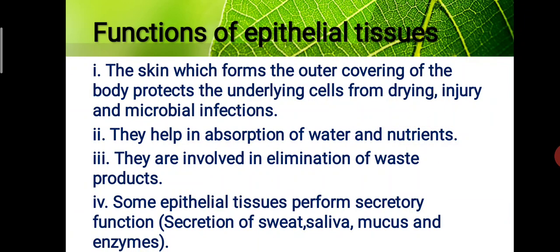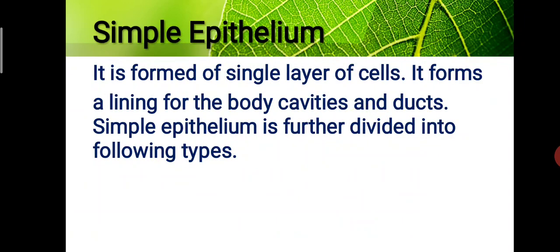Now we are going to discuss one by one. So here also we have simple epithelium and compound epithelium. So first, simple epithelium, which is having a single layer of cells. It forms a lining for the body cavities and ducts. Simple epithelium is further divided into the following types. So let us discuss one by one in detail. We have 5 types in simple epithelium.